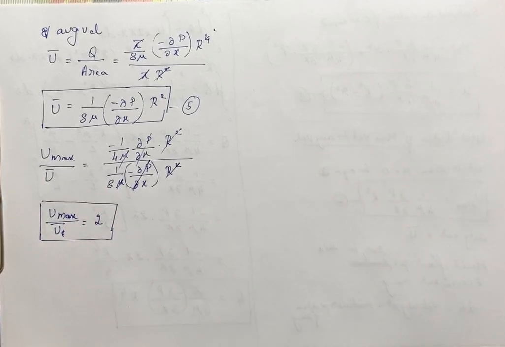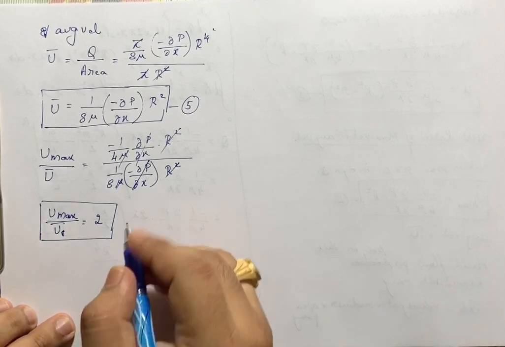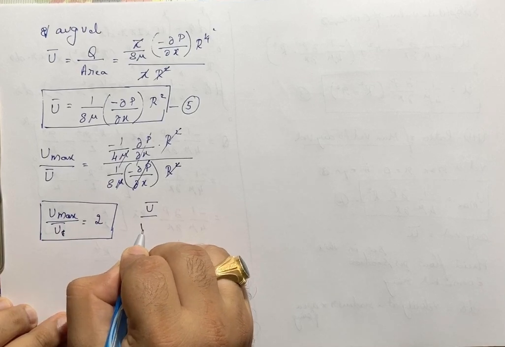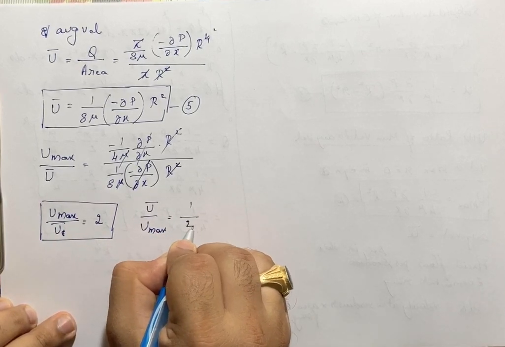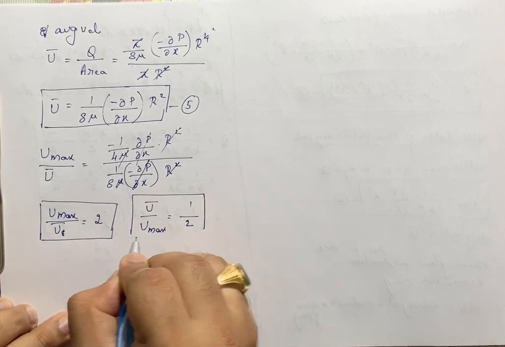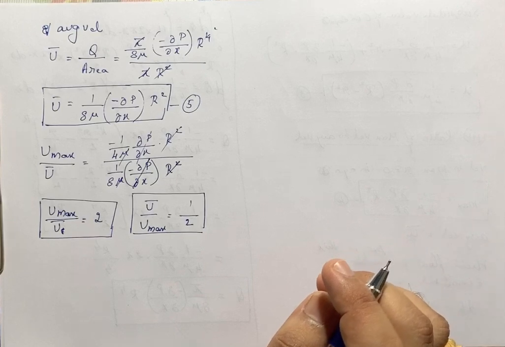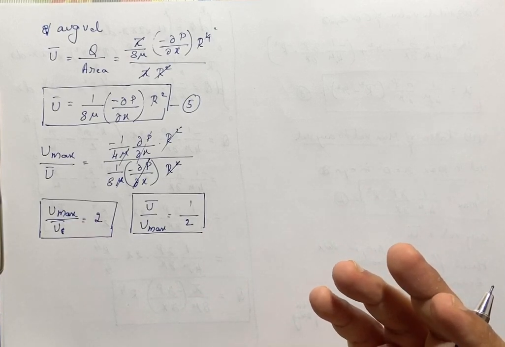They might ask directly to find out the ratio of maximum velocity to average velocity, or else they might ask it the other way, that is average velocity to maximum velocity here. Average velocity to maximum velocity will be 1 divided by 2, right. They might ask directly that one.